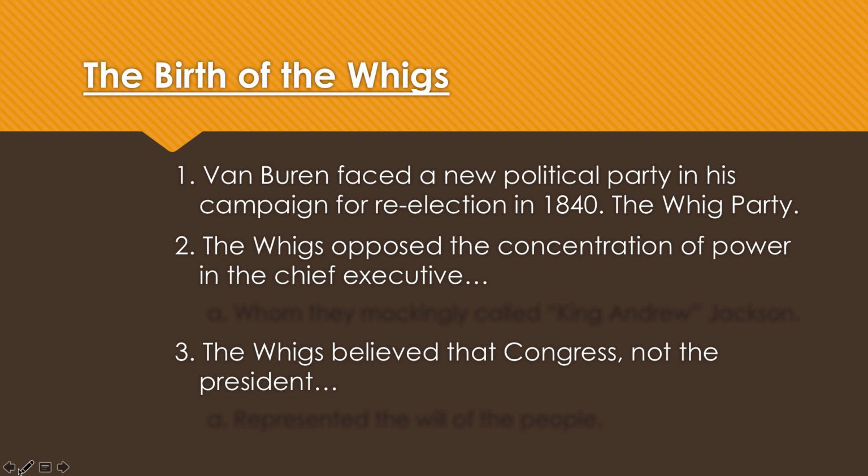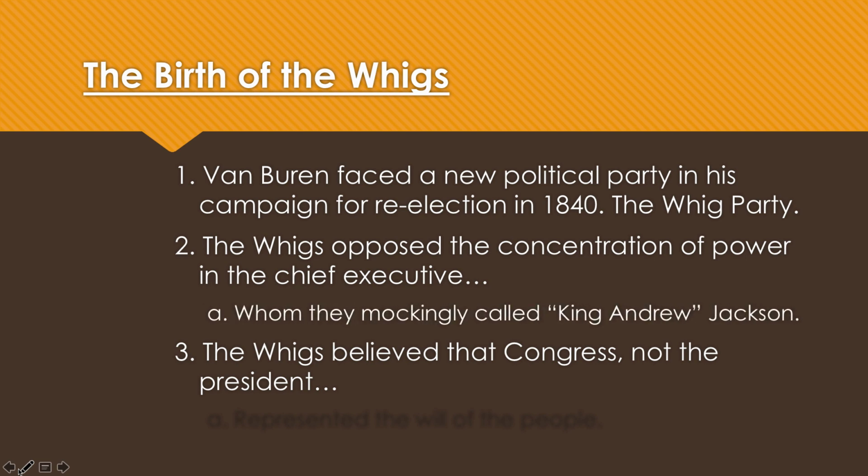The Whigs opposed the concentration of power in a chief executive. They refer to Andrew Jackson as King Andrew because they say that he just did everything that he wanted to do and didn't follow what Congress wanted to do.